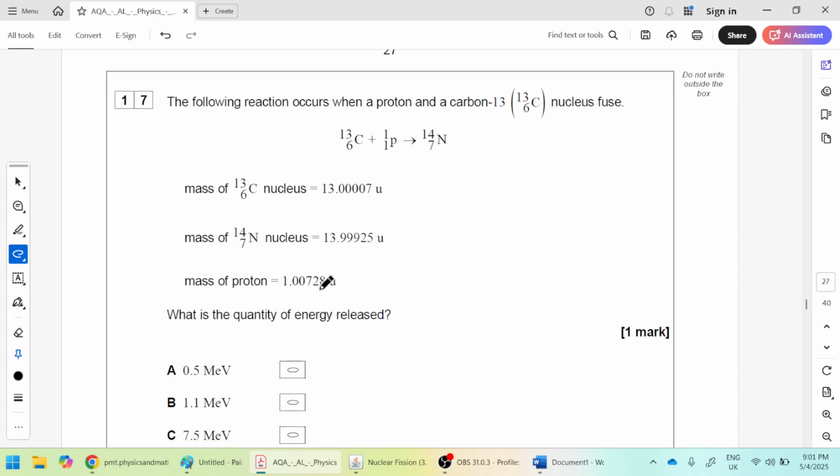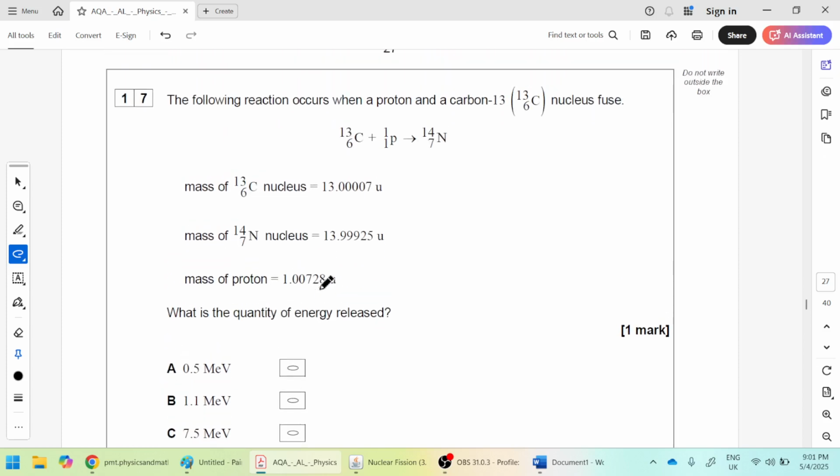The following reaction occurs. What is the quantity of energy released? So here we have to look at the energy. Remember that E equals mc squared. In this kind of question, you look at the mass on the left and the mass on the right. If there's a difference, that difference, which we call delta m, multiplied by the speed of light squared, is the energy released. So looking at the data sheet, what can we see here?